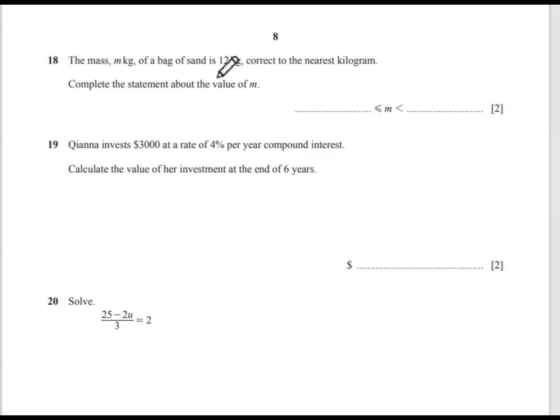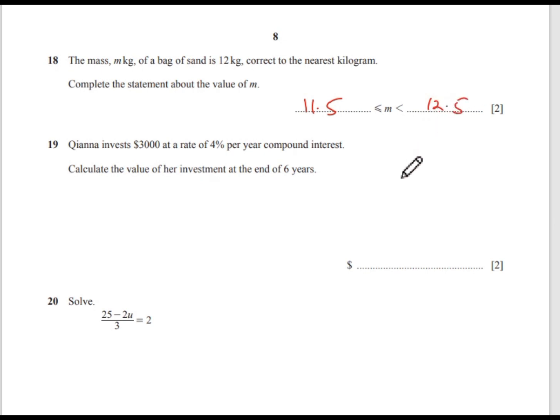Look at this. The mass m kilograms of a bag of sand is 12 kilograms, correct to the nearest kilogram. Complete the statement about the value of m. This is 11.5. This is 12 kilograms, so we have 11.5 less than or equal to m, less than 12.5.